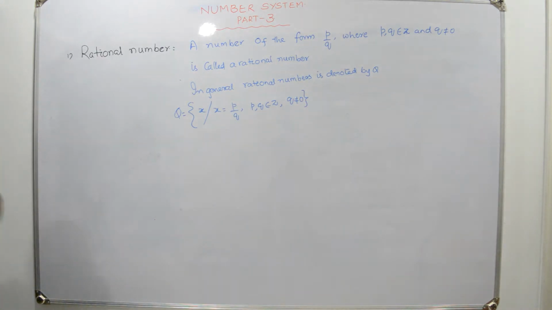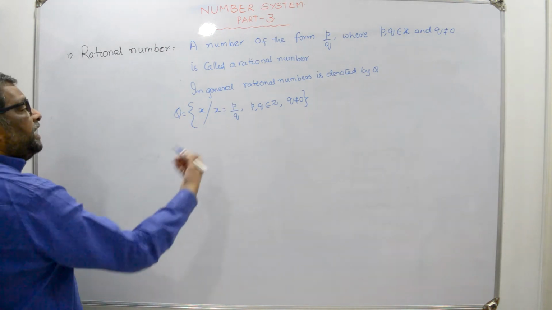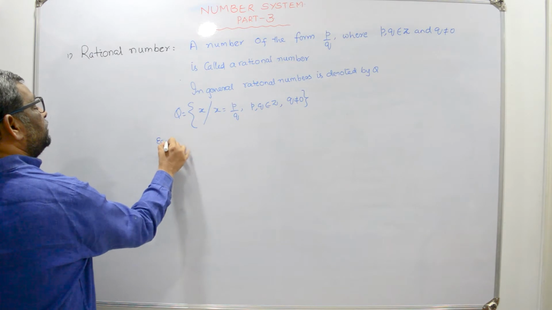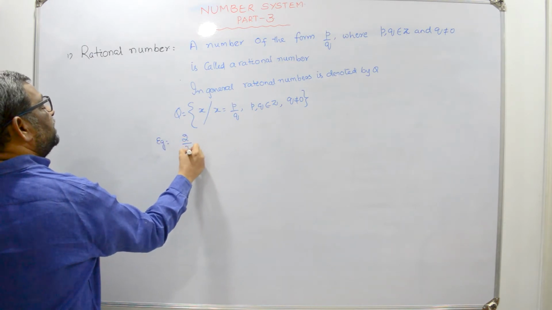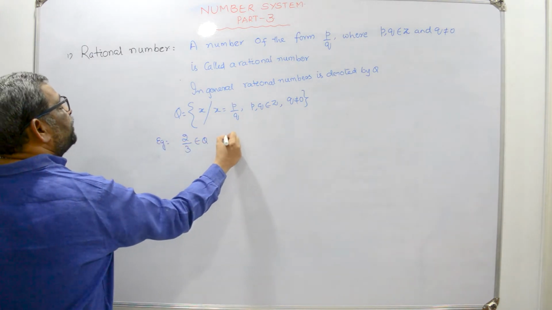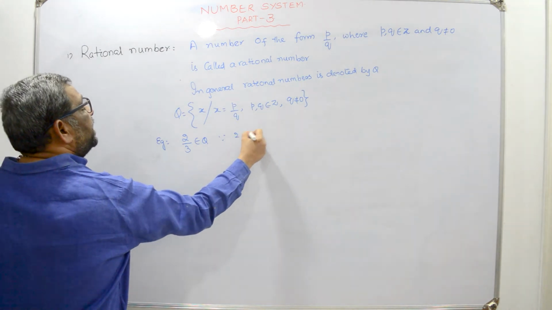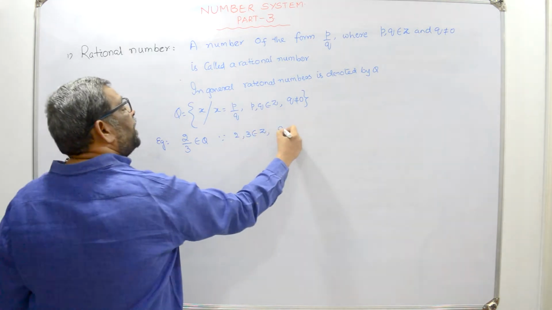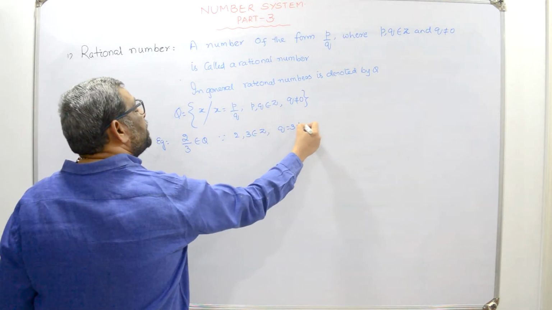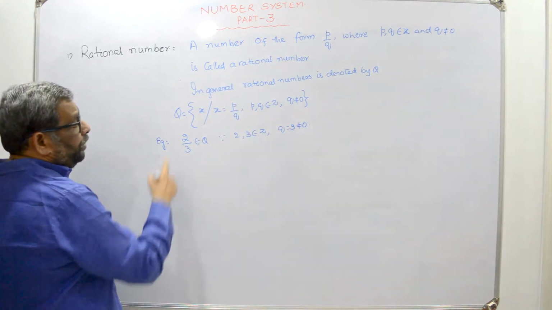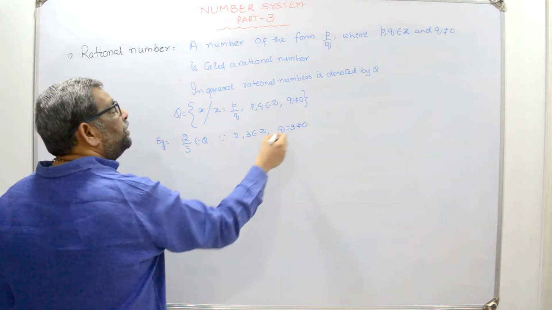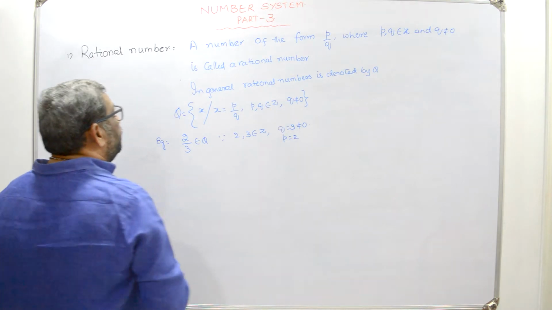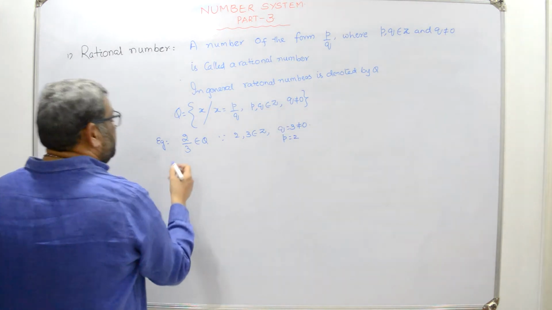Now we will see how the numbers are. Example, 2 by 3 belongs to Q since 2 comma 3 belongs to Z and Q is equal to 3, not equal to 0. So it is in the form of P by Q. Q equal to 3 and P is equal to 2.